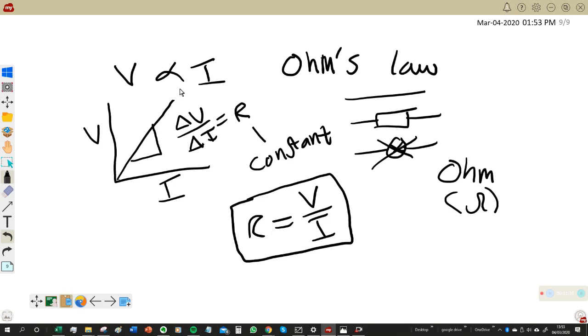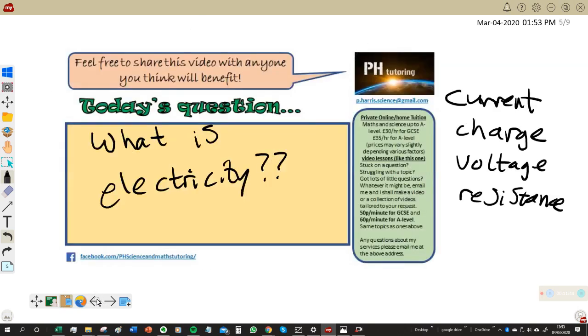That's Ohm's law, and this graph represents Ohm's law. So I could go further now and start drawing graphs of light bulbs and thermistors and diodes, but that's not what this video is all about. If you want to know more about that, let me know.